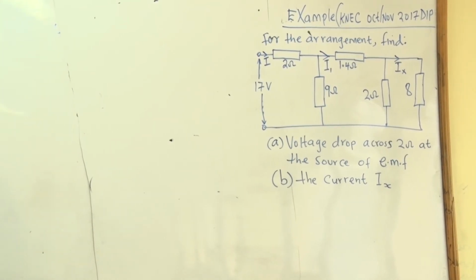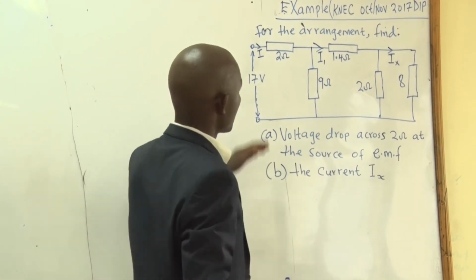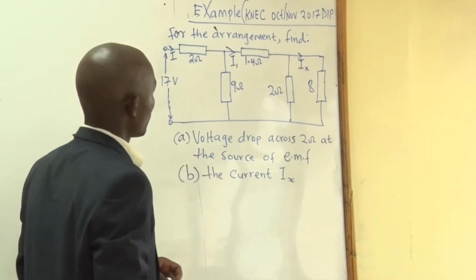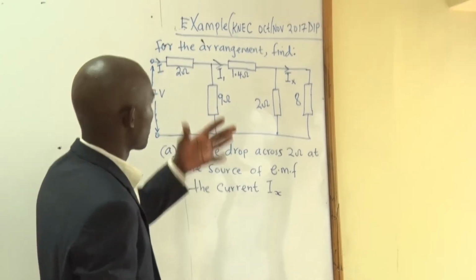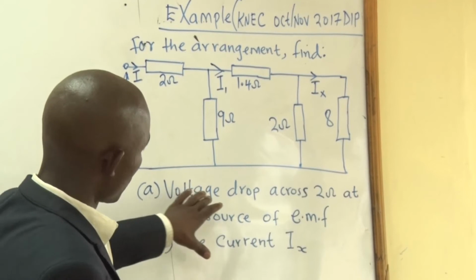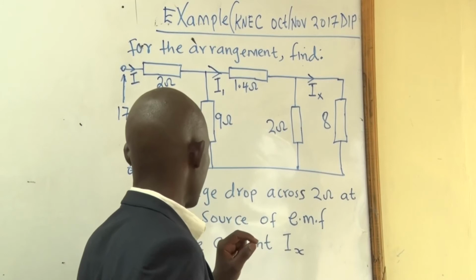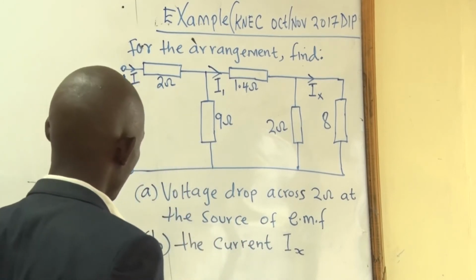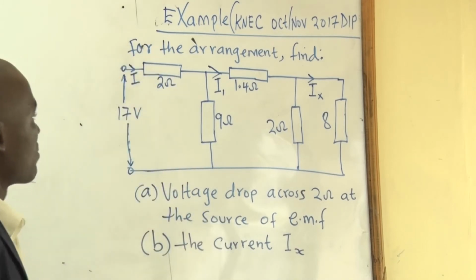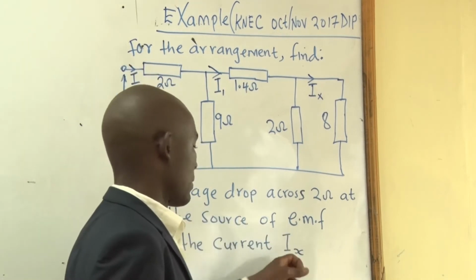We now move to the final example. For the circuit arrangement, this was a question that was done by students during diploma. For the arrangement, find the voltage drop across the 2 ohm resistor and, at the source of EMF, the current IX. So we have been given this circuit and we have been asked to find the voltage drop across this, and we also determine the current IX.